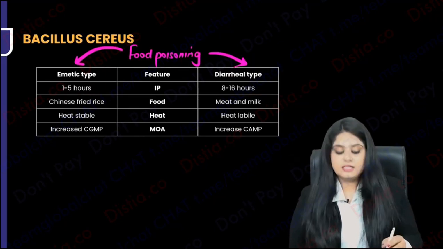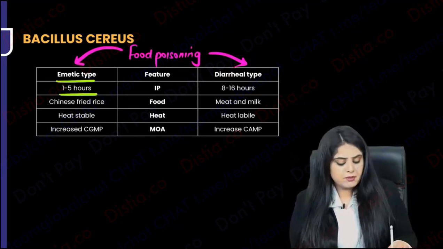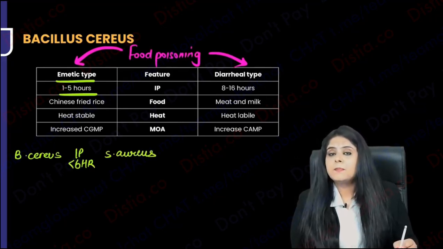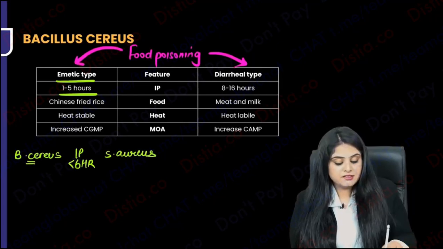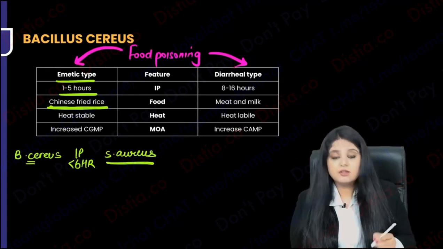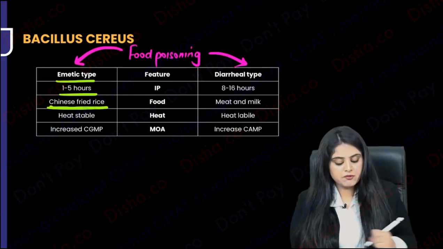Then we had also studied, which one is the less than 6 hours one? If you remember, Bacillus cereus, which has an incubation period of less than 6 hours, was very commonly confused with Staphylococcus aureus, if you remember. But the difference was that Bacillus cereus was because of the consumption of Chinese fried rice, and Staph aureus was from milk and poultry. Remember, milk and meat. So I hope you all remember that from your first chapter.